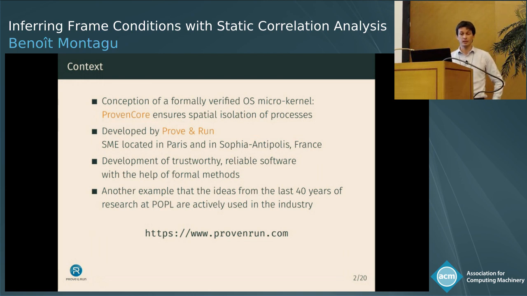processes. It's been developed at Prove and Run, which is a small company located both in Paris and on the French Riviera. And at Prove and Run, we develop trustworthy, reliable software with the help of formal methods. And this is one more example that the techniques and the ideas that you guys from the PL community have been developing for the last 40 years are actively used in the industry, and not just at Facebook and Microsoft.